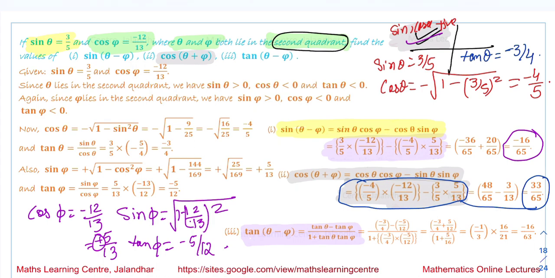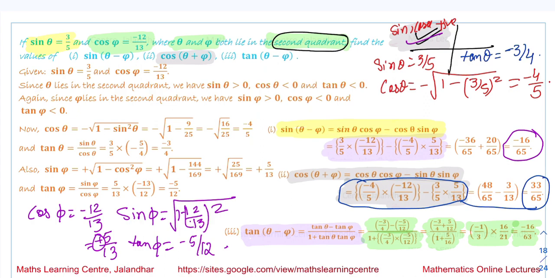And the last part, when we have to calculate tan of theta minus phi, we have substituted these values of tan theta and tan phi in this formula, and on simplifying these values, we obtain the answer as minus 16 by 63. So these are the three values that we have to calculate.